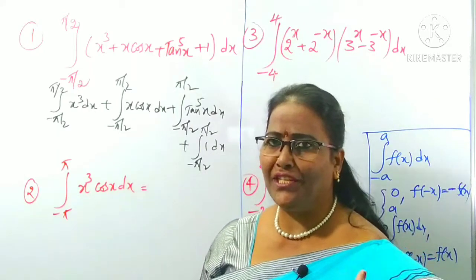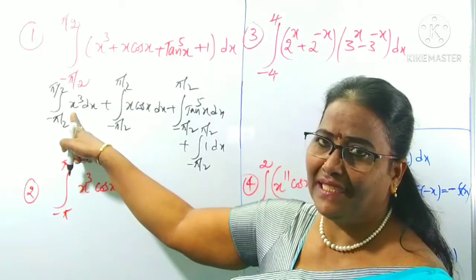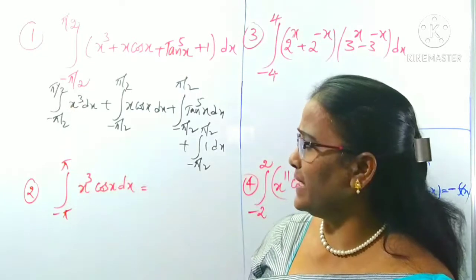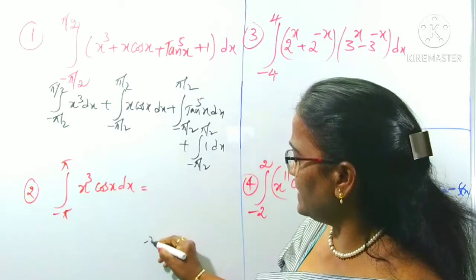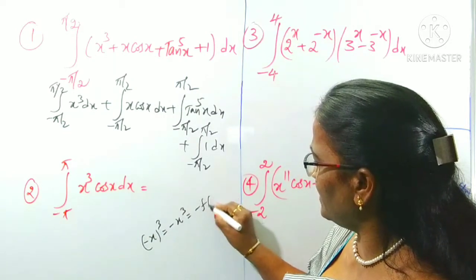Right? Now you can check each and every integration. First integral, you can look at. What is the function here? x cube. In place of x you can take minus x. What happened? Minus x whole cube becomes minus x cube. It becomes minus f of x or not?